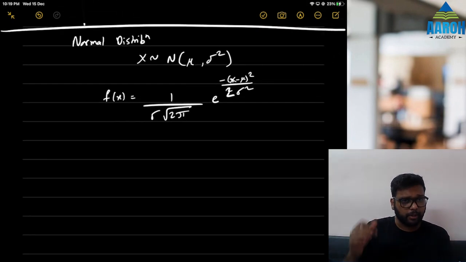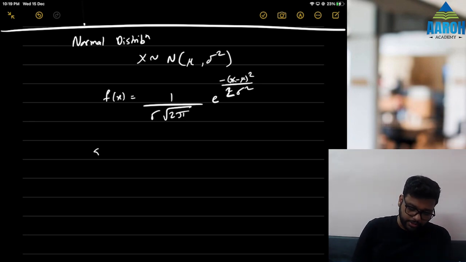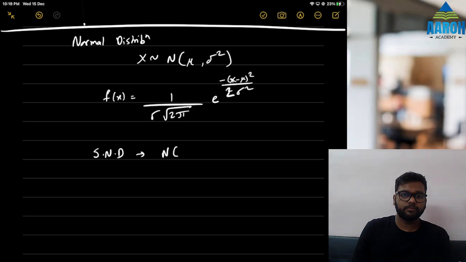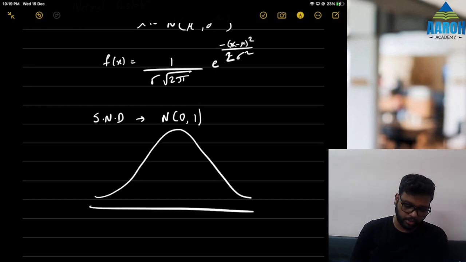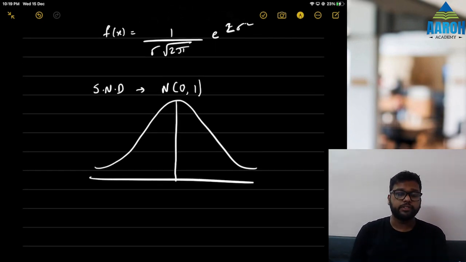Generally in the exam they ask you to identify the parameters of the normal distribution, so you should know that. For a standard normal distribution, what are the parameters? Mean is 0 and variance is 1. Normal distribution is always symmetric. For the standard normal distribution the mean will be 0; for others it will be something else, and variance will be 1.